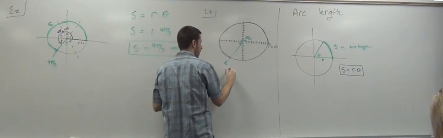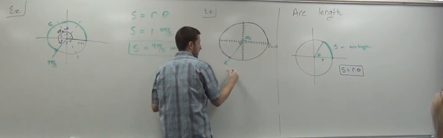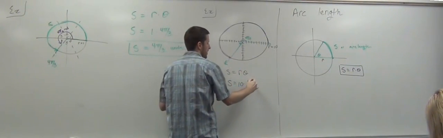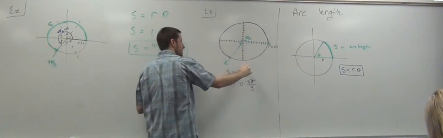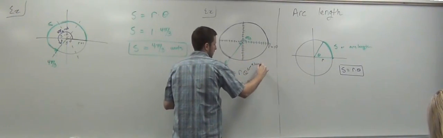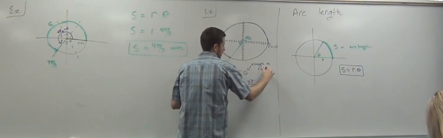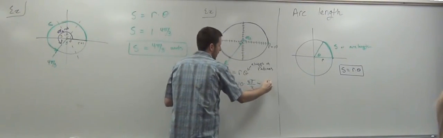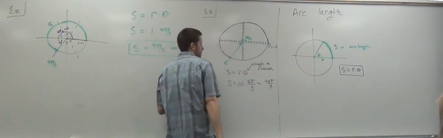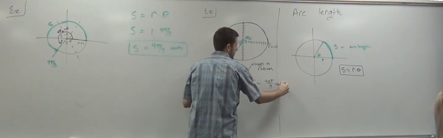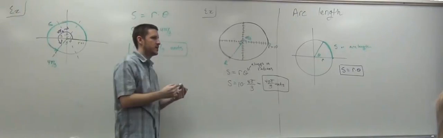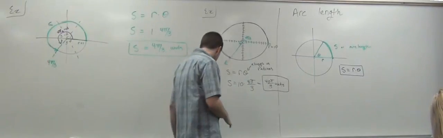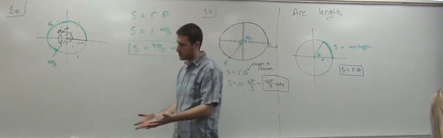So you can use the formula S equals r theta. That's the arc length formula. You know r is 10, you know theta is 4 pi over 3, always in radians. Multiply straight across, you've gone 40 pi over 3 units, whatever the unit of measurement is: inches, meters, yards, millimeters. There's another formula they have in there, the area of a sector of a circle.